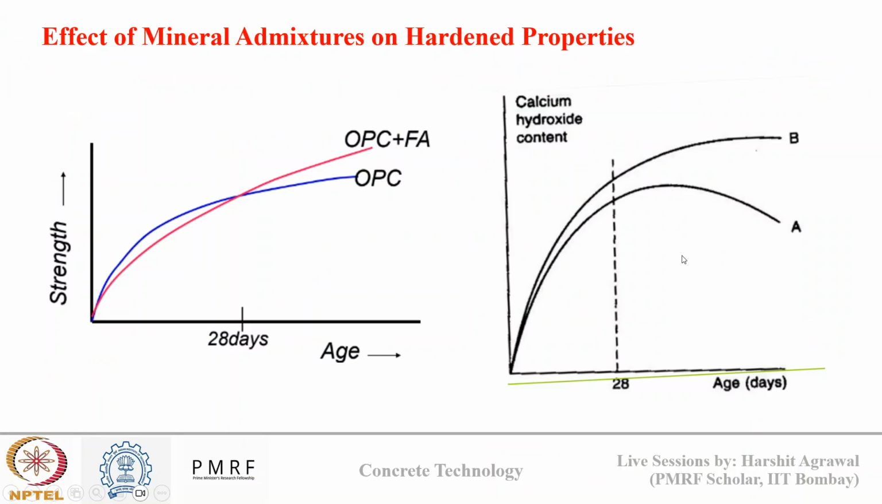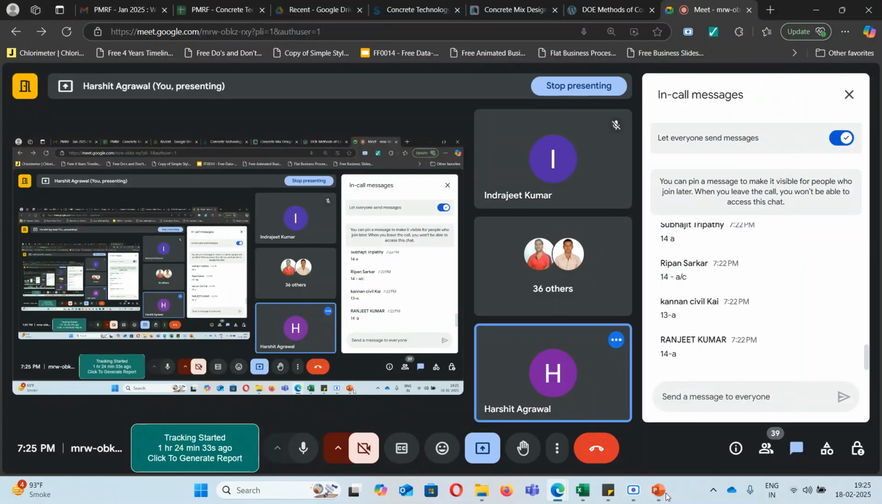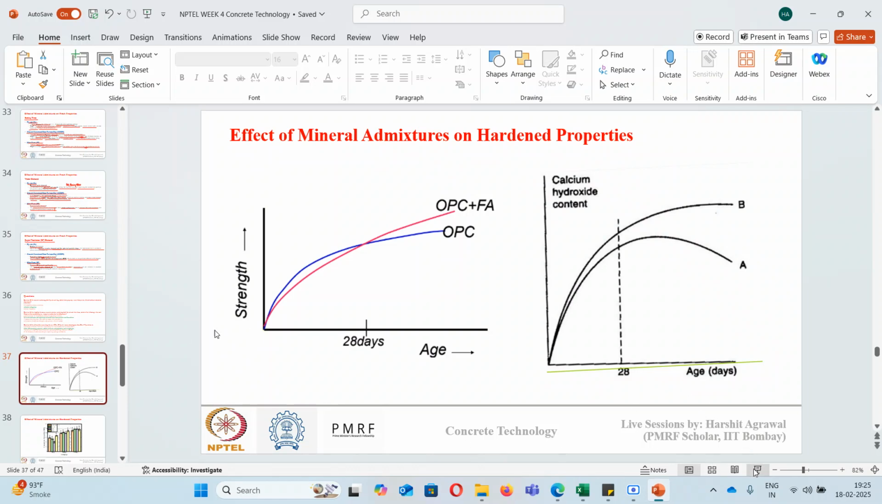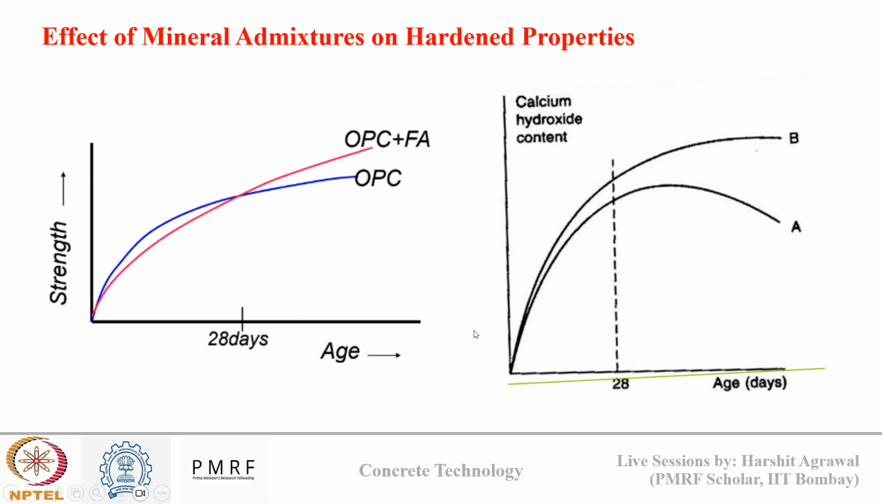Now the last segment is the effect of SCM on the hardened properties. So mainly here we'll talk about the compressive strength, because all other properties like tensile strength and modulus of elasticity are directly influenced by the compressive strength. So in the first figure, we can see the strength development of OPC and OPC plus fly ash based concrete with time.